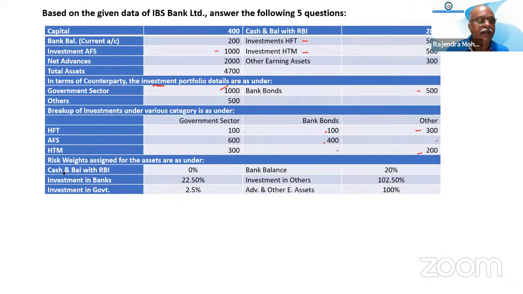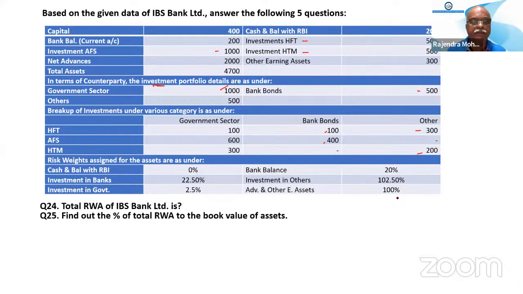Now, the risk weights of assets have been given. Risk weight of cash balance is 0%. Cash balance with RBI is 0%. Bank balance is 20%. Investment in banks is 22.5%. Investment in others is 102.5%. Investment in government is 2.5%. Advances and other earning assets are 100%. So this is the information given. Now you have to calculate. First one: the total risk weight asset of IBS Bank Limited is how much?